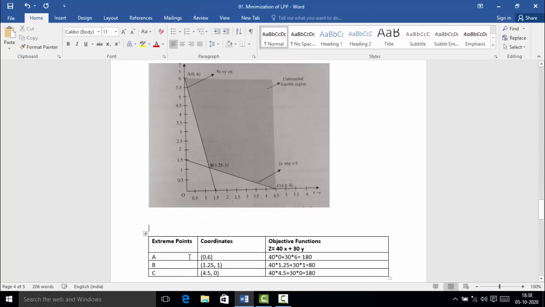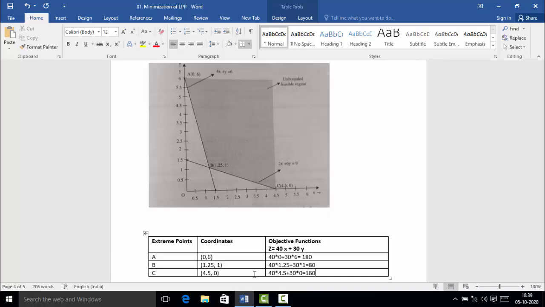Now look at this table. Here we have written down the extreme points and their coordinates. Point A is (0, 6), point B is (1.25, 1), and point C is (4.5, 0). Now we put all these coordinates into the objective function z equal to 40x plus 30y. If we put (0, 6), we get the value 180. If we put B (1.25, 1), we get the objective function value 80. If we put the third coordinate (4.5, 0), the value of the objective function is 180.